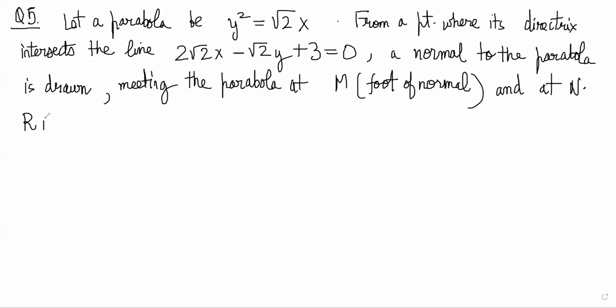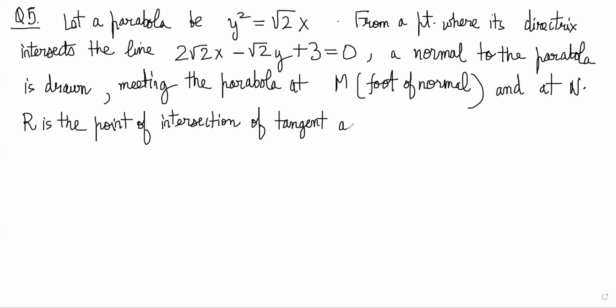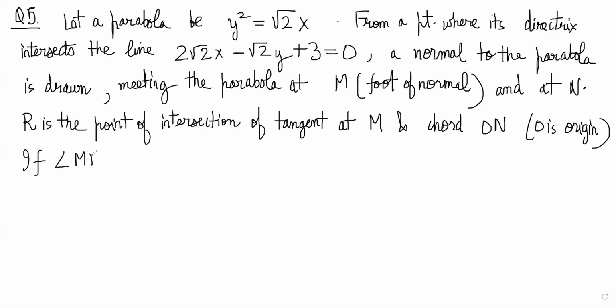Now they have said R is the point of intersection of the tangent at M and chord ON, where O is the origin. If angle MRN is equal to theta, we have to find out mod of tan theta.